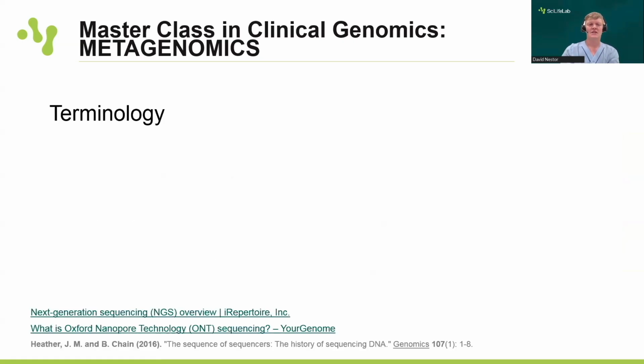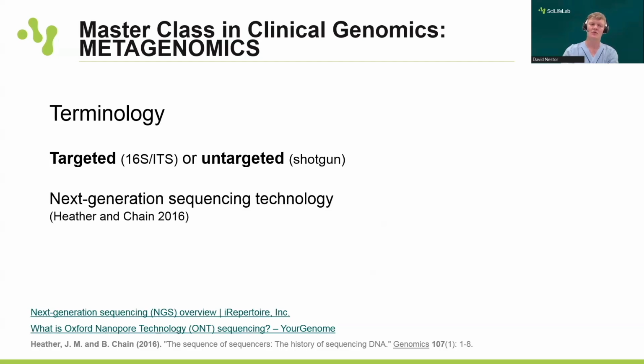Some of the terminology here: we talk about targeted metagenomics, which is in fact mostly 16S or ITS sequencing for fungi, or untargeted metagenomics called shotgun. We also use NGS, or next generation sequencing technology. Those of you who want some more information about the history of sequencing could look at this paper. It goes through that in more detail.